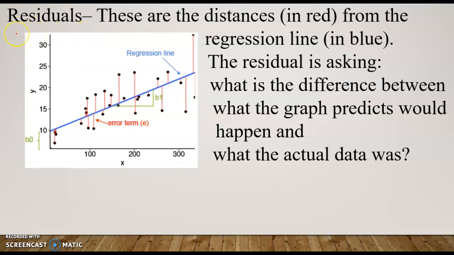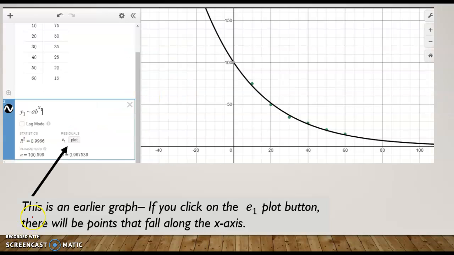This is going to be a short one because there's only a couple of things about this. This is residuals, and what are they? These are the distances in red from the regression line in blue. So the residuals are how far away from the actual line this data is. So it's asking what's the difference between what the graph predicts would happen and what the actual data was.